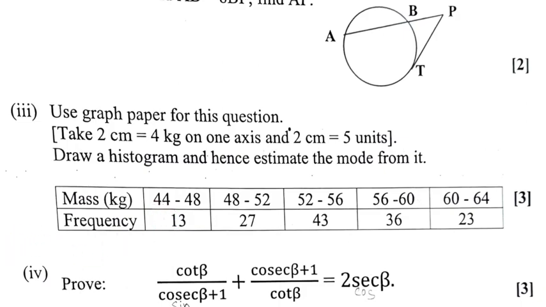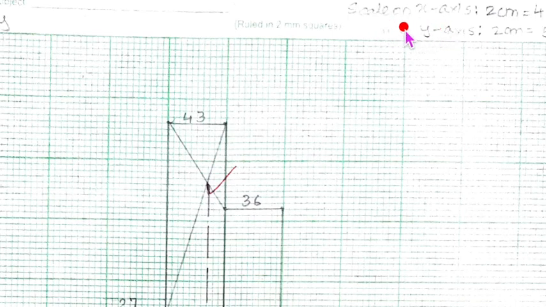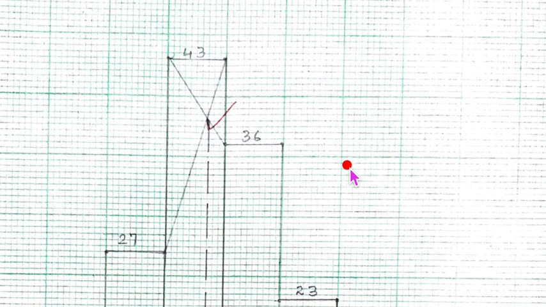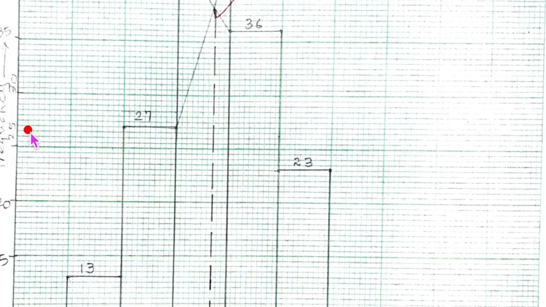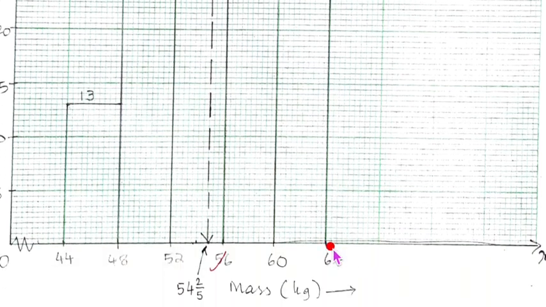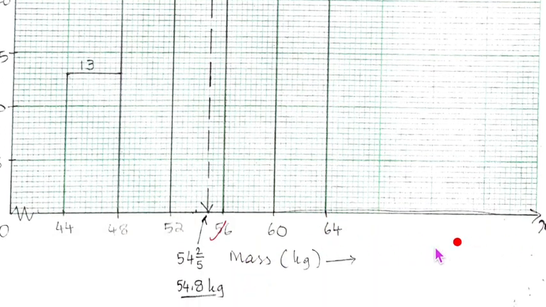Let's look at the graph. This is the graph. We write the scale on x-axis, that is 2 centimeter equal to 4 kg, and y will be 2 centimeter equal to 5 units. So let us look at it. On y-axis this frequency, and on x-axis this is the mass in kg, and we show the kink over here, and we start from 44 to 48, that is 2 centimeter.